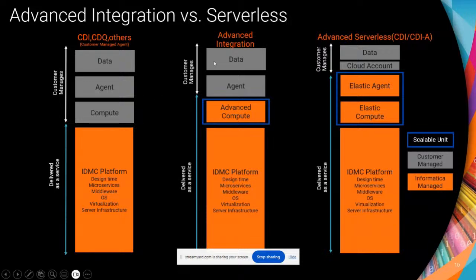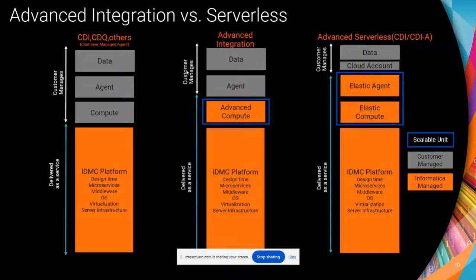Now coming to the advanced integration. Suppose you want to create an advanced mapping, which will execute the mapping in Spark mode, and which could also be cost effective for you. In that case, your advanced compute and security are both managed or delivered as a service, but your data and all these things are managed by the customer.